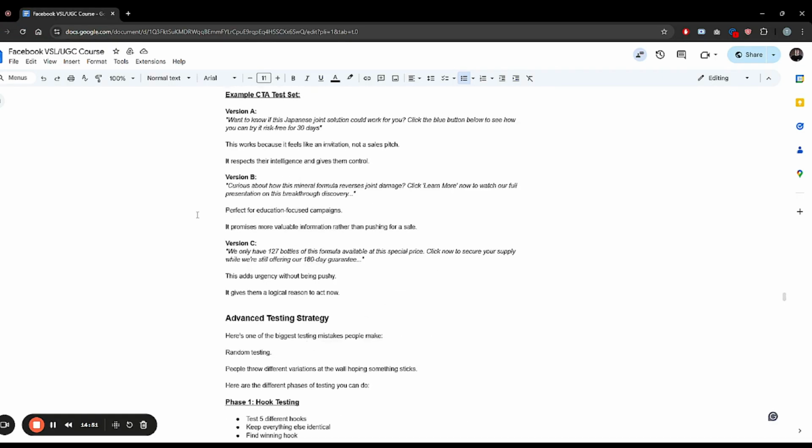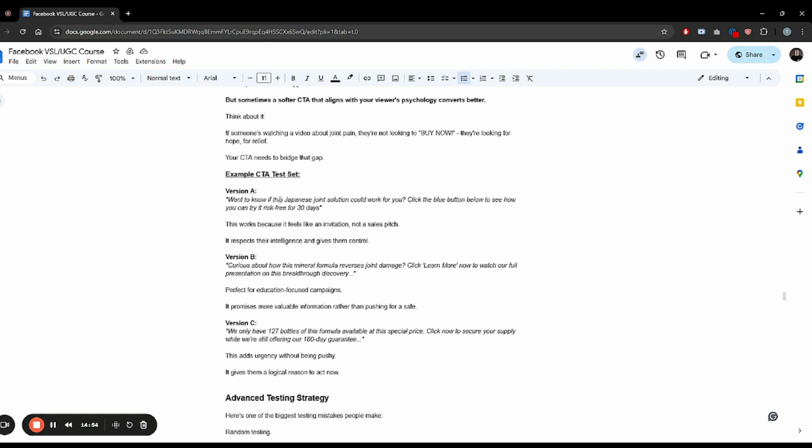So examples of the call to action. Version A: "Want to know if this Japanese joint solution could work for you? Click the button below to see how you can try it risk-free for 30 days." This works because it feels like an invitation and not a sales pitch, and it respects their intelligence and gives them control.